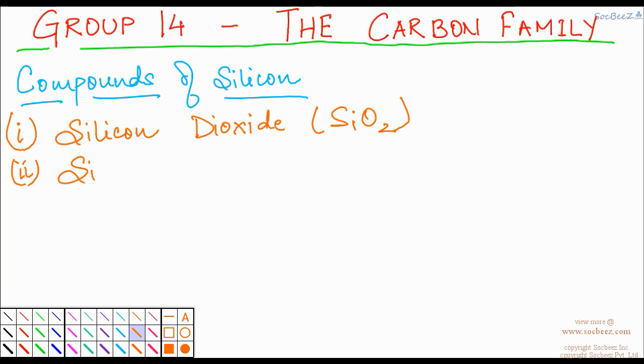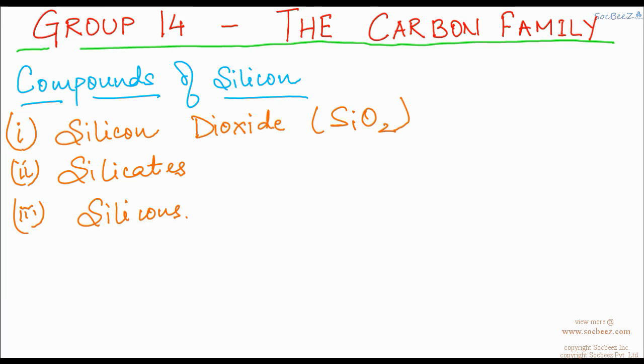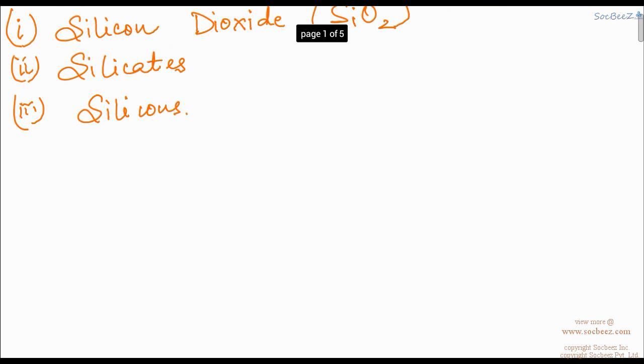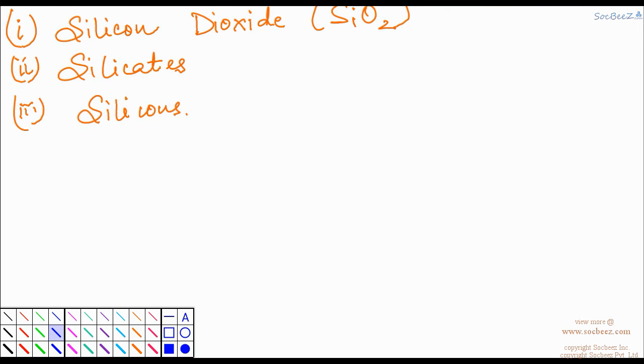Then we are going to see silicates. Finally we would see silicones. So starting with the first compound, that is silicon dioxide. Let's start with silicon dioxide.